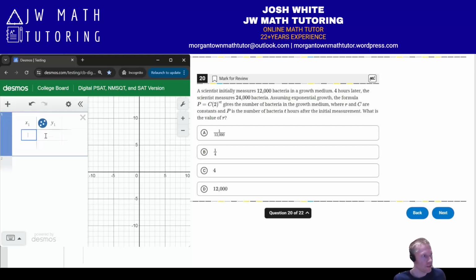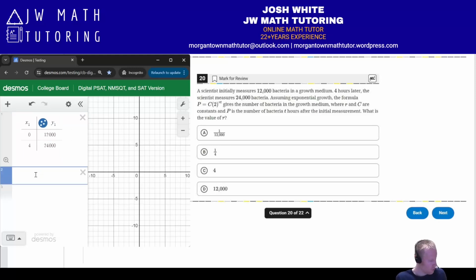So first thing we're going to do is make a table, and we're going to put some points in the table. The first point is going to be 0, 12,000. And the reason for that is because it says initially this bacteria colony has 12,000 bacteria in it. So initially means that time t equals 0. And that's going to be our x value, and the y value is going to be the 12,000. Then 4 hours later, so for a time equal to 4, the number of bacteria is going to be 24,000. So we can enter those both in.